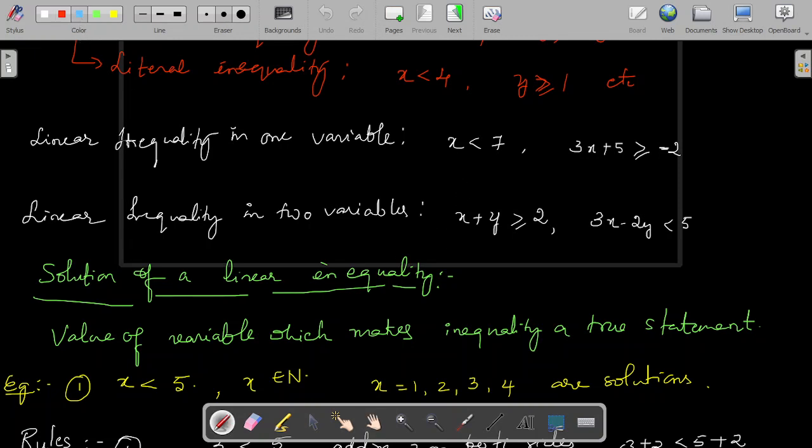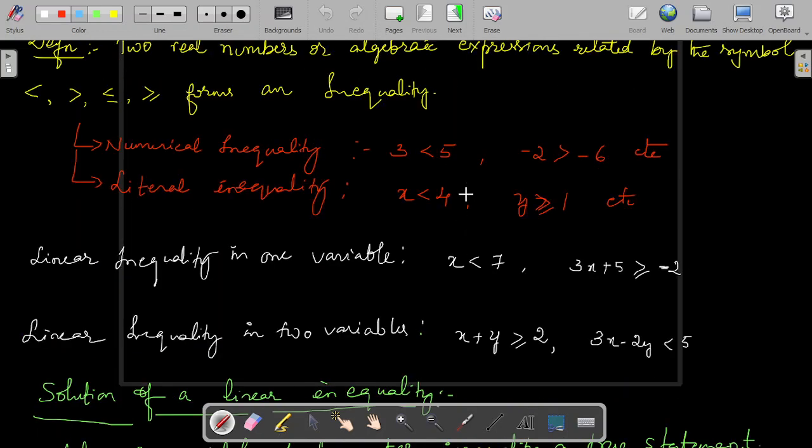Now let's see how to solve a linear inequality. There are certain rules while solving a linear inequality. Before stating the rules, let us see what is meant by a solution of a linear inequality. It is the value of the variable which satisfies the given inequality, which makes the inequality a true statement.